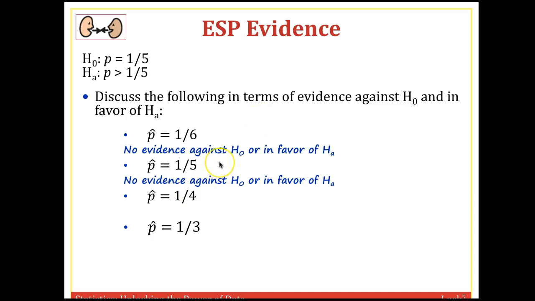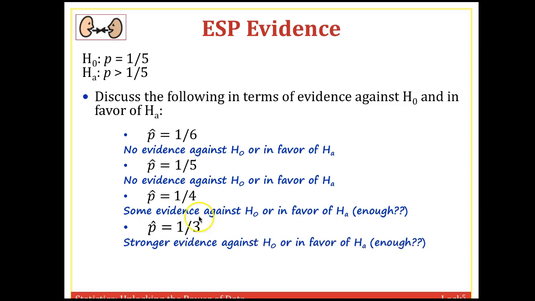If you got 1/4 of them correct, say you're doing 20 of them and you got 5 right instead of 4, which would be the null hypothesis, that would be some evidence against the null and in favor of the alternative, but is it enough? Maybe you might want to argue that you or your partner just got kind of lucky and guessed right a couple more times than normal. And if you or your partner guessed 1/3 of the cards correct, there'd be stronger evidence against the null hypothesis, and that would favor the alternative. But again, is it enough evidence, or is someone just going to say you got lucky? You don't have ESP.